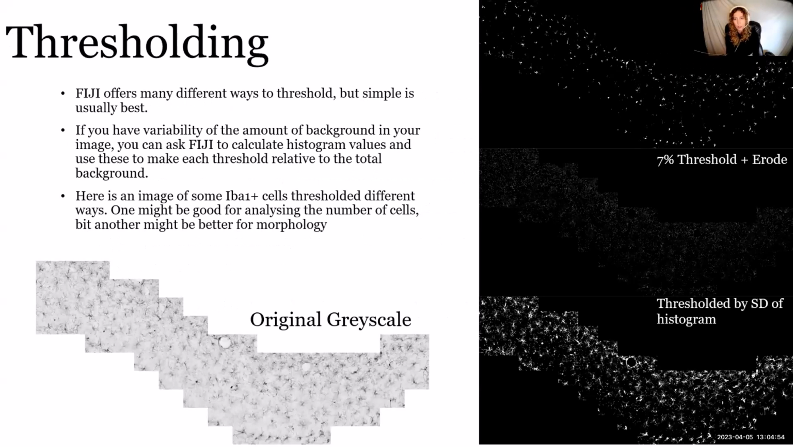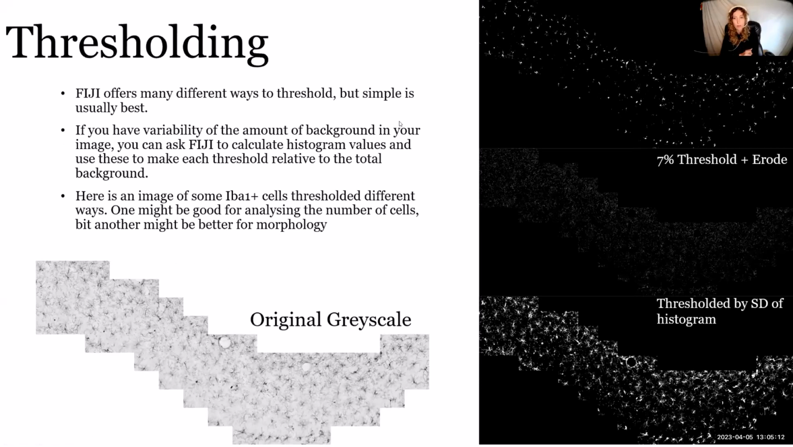Thresholding is the act of looking at all the pixels in an image and seeing their intensity values and going, okay, I want to keep all pixels above this value, or all pixels below this value, or all pixels between two values. And this lets us binarize our image and do further analysis on it.